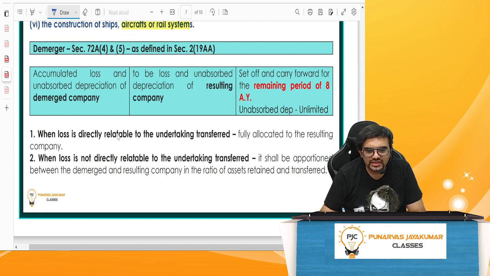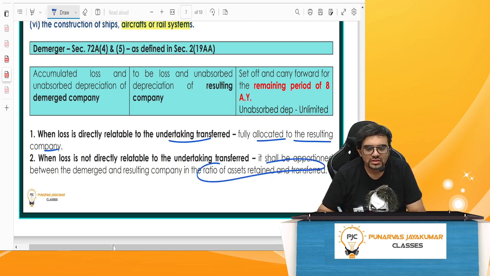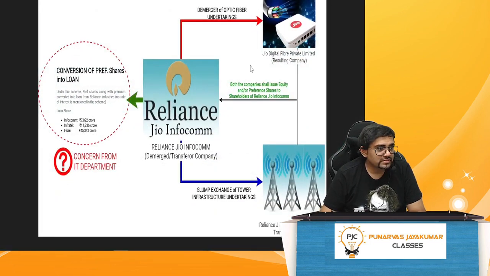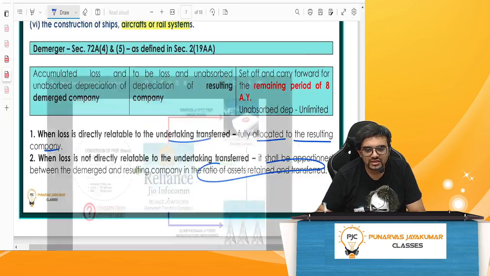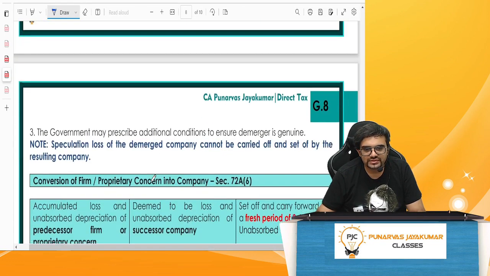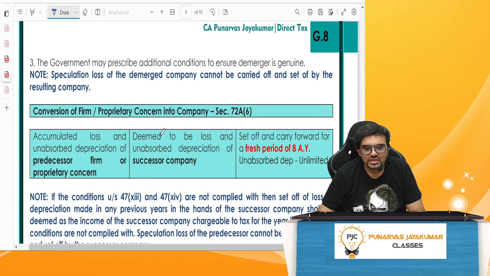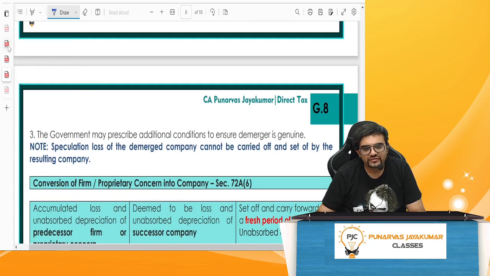Where loss is directly relatable to the undertaking transferred, it is fully allocated to the resulting company. If it is not directly relatable, it is apportioned in the ratio of assets retained and transferred. So in this example, if something is related only to Geo Fiber related stuff, the full loss will be allocated there. Otherwise, they will share as per the assets. That's it. Speculation loss cannot be carried forward.